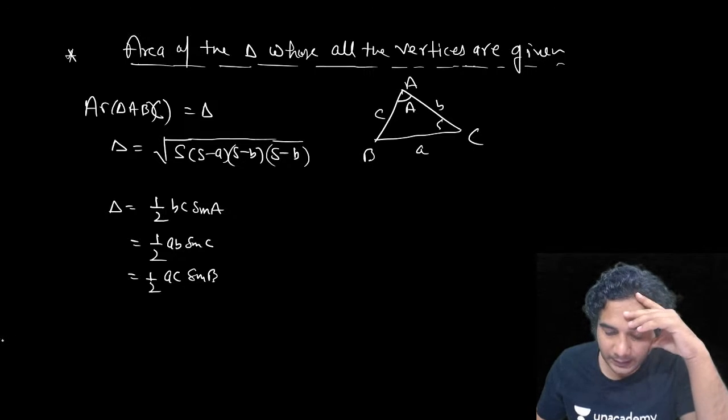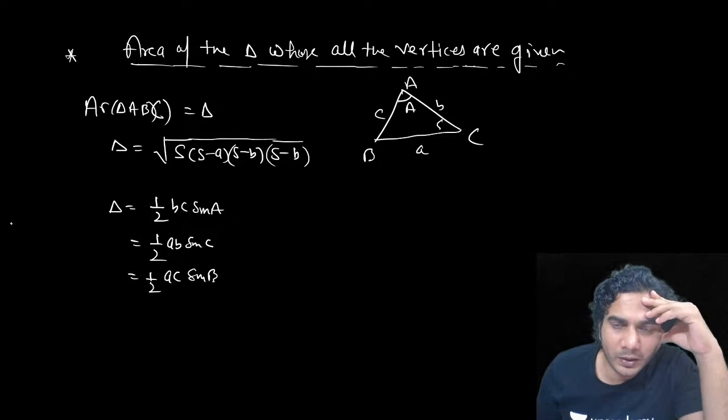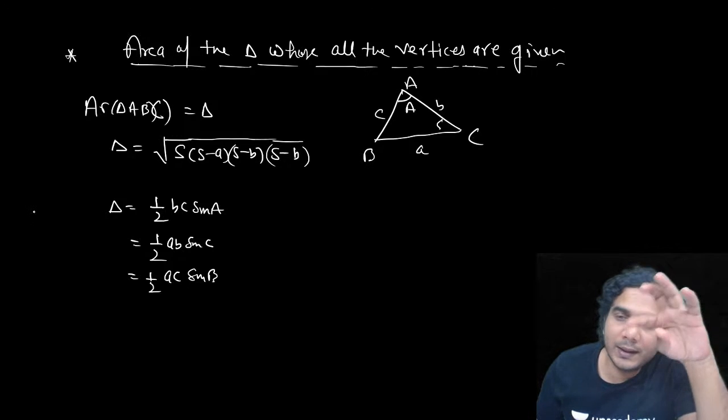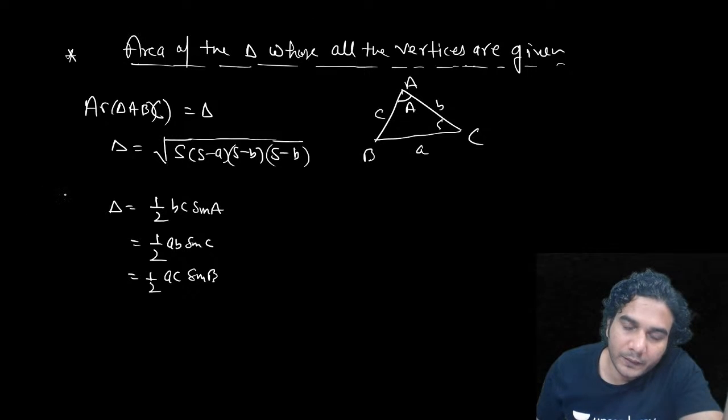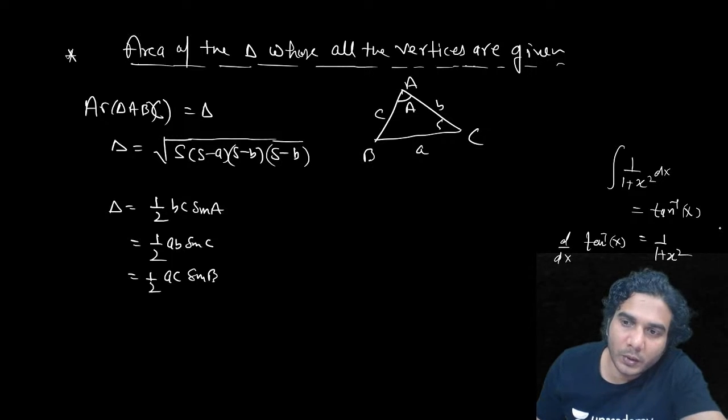So I've done it, but inverse functions are left. So just memorize the formulae of inverse functions, because you'll get the inverse in integration also. Whenever you have the integration of 1 upon 1 plus x square dx, this is tan inverse of x. And if you differentiate tan inverse x, you will get 1 upon 1 plus x square. So they are related, right? Integration is the reverse process.